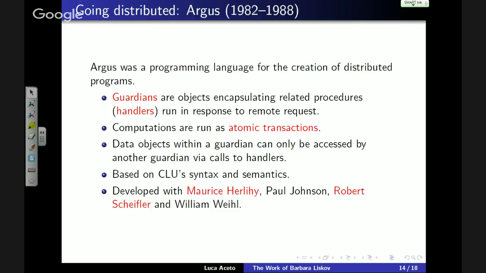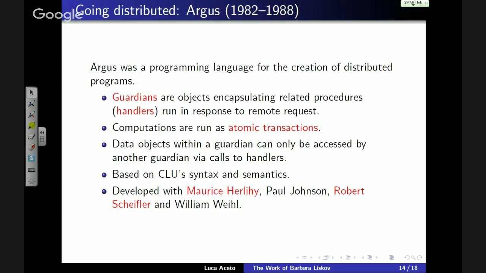So she set about developing a programming language, which they called Argus. It took them about 6 years, the time span in which they worked on it, for the creation of distributed programs. The idea is that an Argus program consists of a collection of objects, which they call guardians. You can see that there is always this idea of encapsulation. A guardian is an object that encapsulates a collection of related procedures, which they call handlers, which are run in response to remote requests.